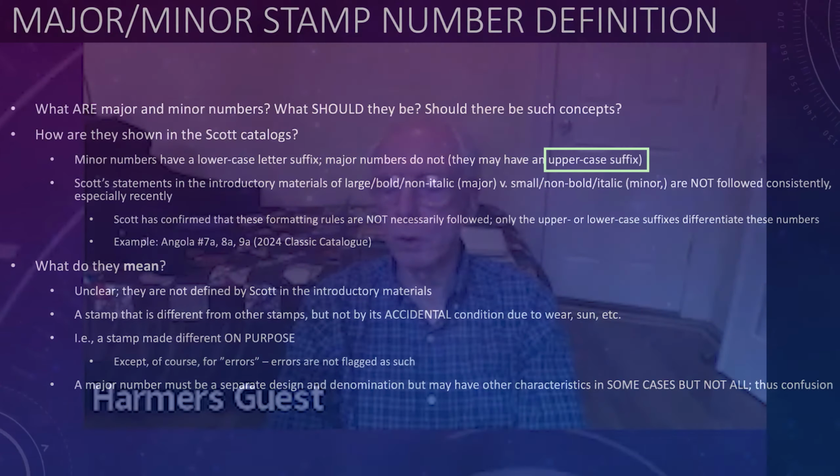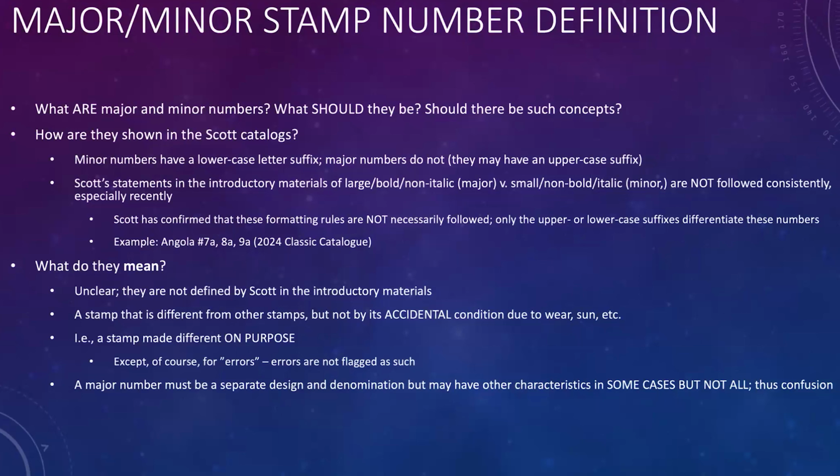In the Scott catalog, they say that major numbers could have just a number or a number and an uppercase suffix, whereas minor numbers or varieties have a number and a lowercase suffix. And the introductory materials say that there's a difference in the font style between these two listings. The majors are large, bold, and non-italic, and the minor numbers are small, not bold, and italic. But it turns out this is not the case.